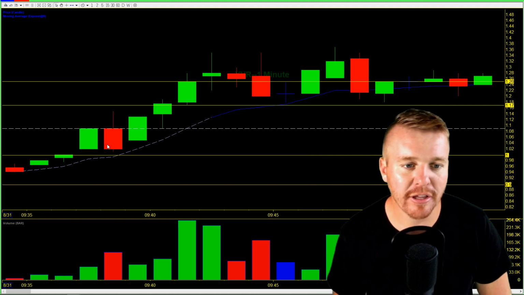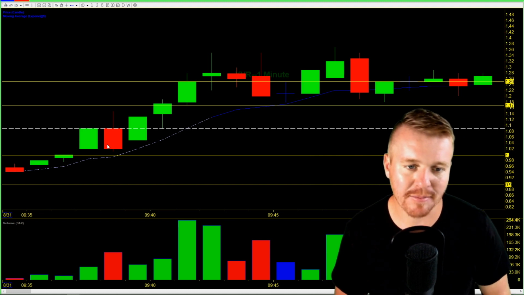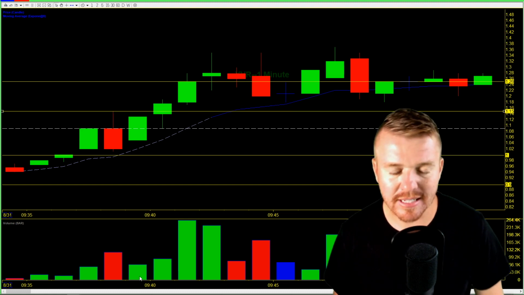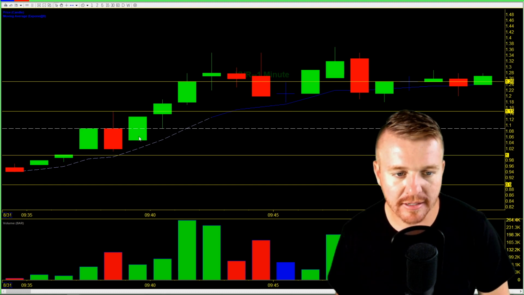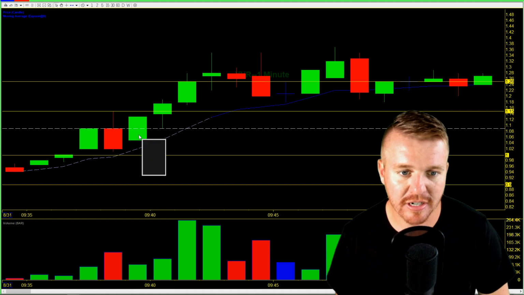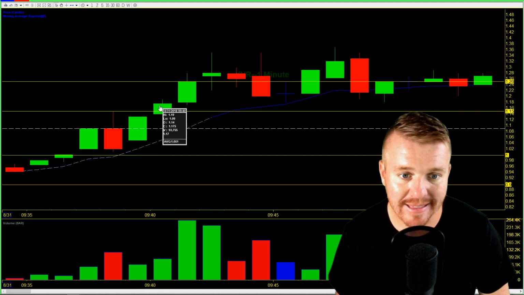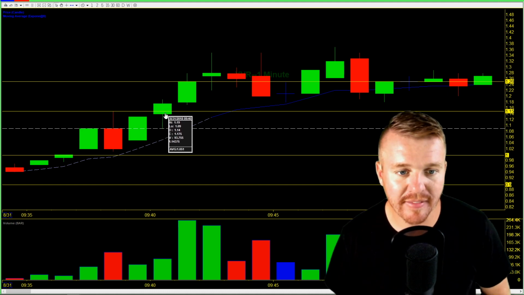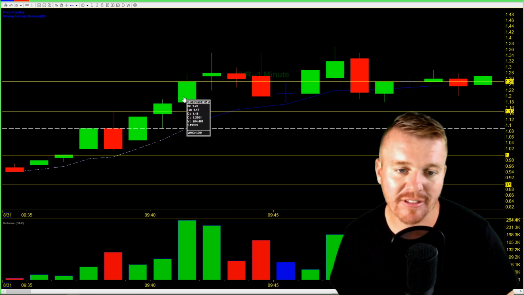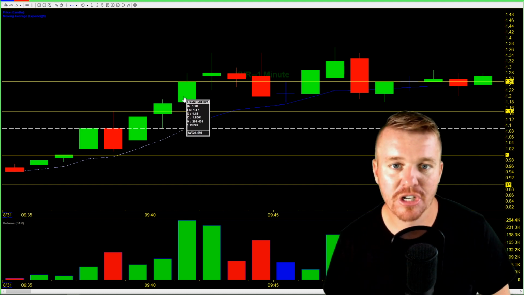Now, where am I looking for profit? Where's my target going to be here in terms of profit? You can see on the chart here, the volume is increasing. On this candle here, we got 67,000 shares traded. This next candle, 93,000. And then we broke above that previous resistance. On this next candle, we got 264,000 shares traded.